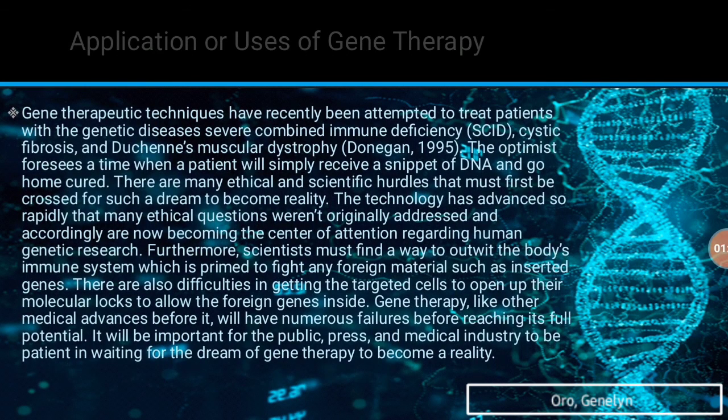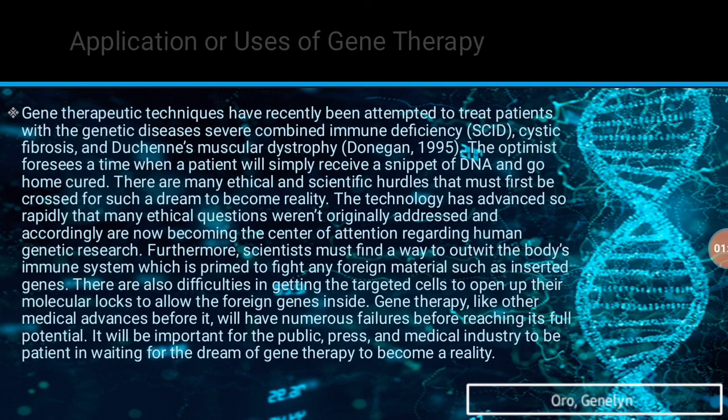So, gene therapeutic techniques have recently been attempted to treat patients with the genetic diseases severe combined immune deficiency or SCID, cystic fibrosis, and Duchenne's muscular dystrophy. The optimist foresees a time when a patient will simply receive a snippet of DNA and go home cured. There are many ethical and scientific hurdles that must first be crossed for such a dream to become reality. So, this gene therapy is really a quite long process, Patricia.